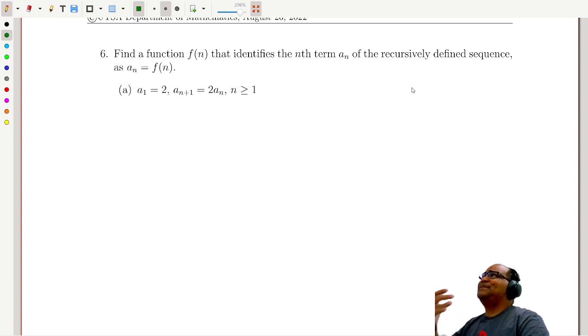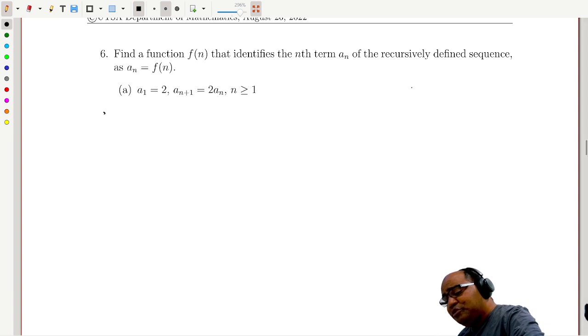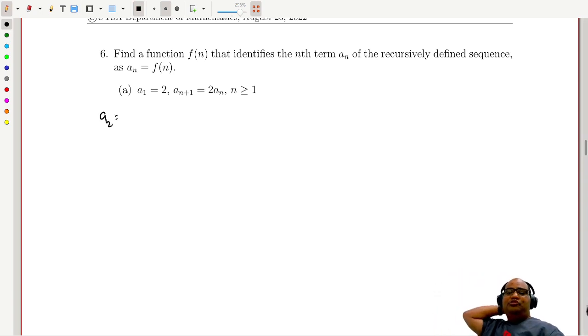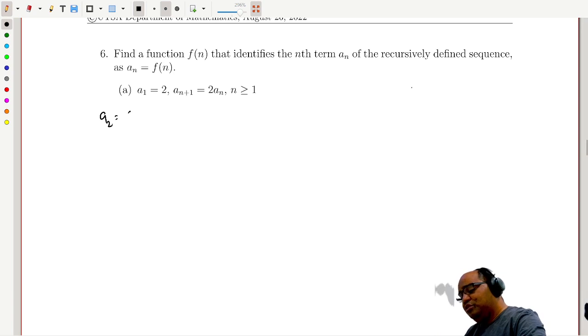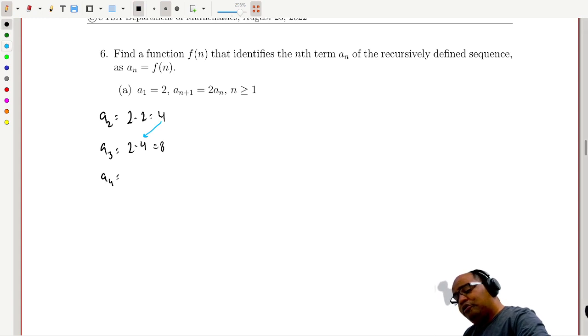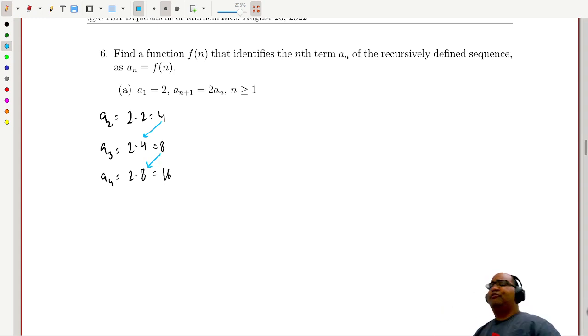Well, before we even do anything, let's explore, okay? Let's try to brainstorm. Let's try to get some ideas here. Let's write out a few terms. So a_2 is going to be 2 times 2, 2 times the previous term, that's 4. a_3, 2 times the previous term, 2 times 4 is 8. a_4 is 2 times 8, which is 16. So it looks like the only thing that we're really doing at each step is multiplying by 2. And that's what the recursion says up there, okay?